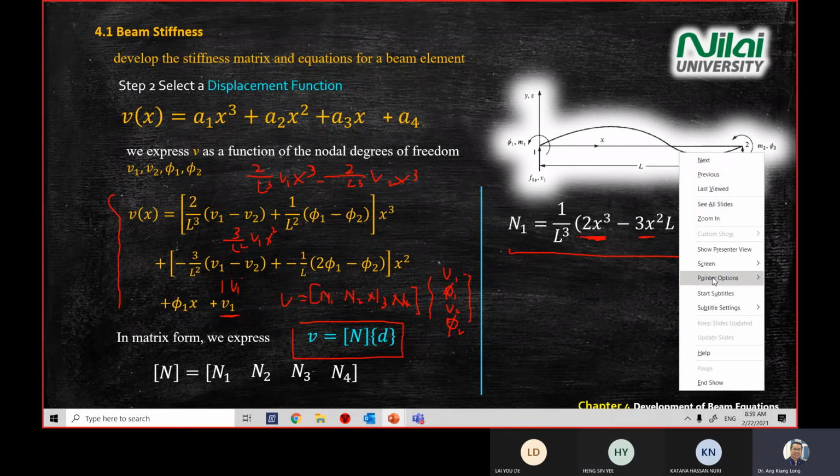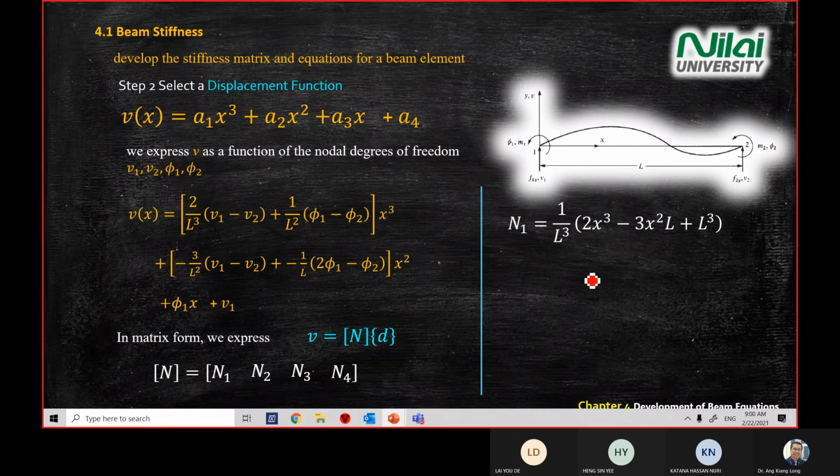So with this, I think you can do the rest for N2, N3, and N4. I will leave this one as your homework. You go and find what your N2, N3, and N4 are. But later I'll still give you the answer. I just want you to be clear about the reason behind how you get all this.